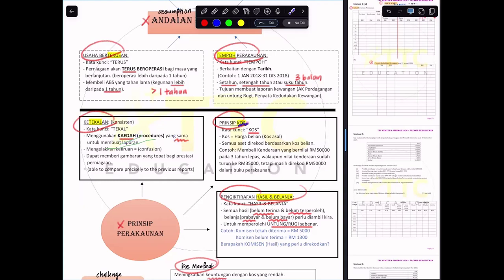Then the next one, principal cost. Cost means original price. For example, I don't like to read the sentence because account is not about the sentence. Account is about understanding the logic and then preparing the accounts, preparing the report. For example, let's say I have a kendaraan, I have a car. I bought it in 2025 at 50,000. Okay, 5 years later, 2030. I haven't sold it yet.